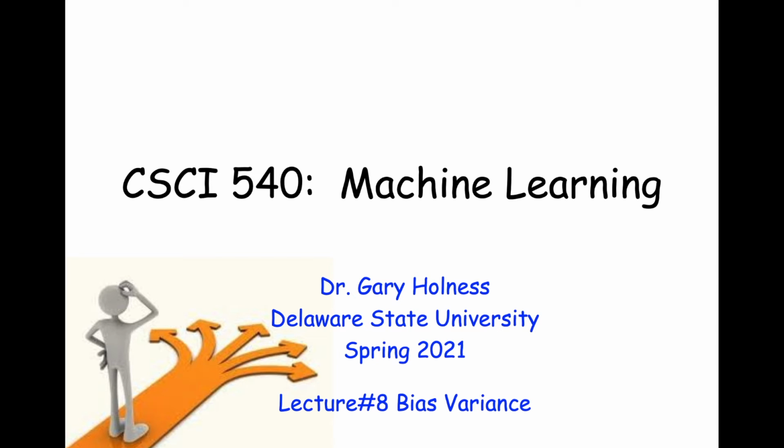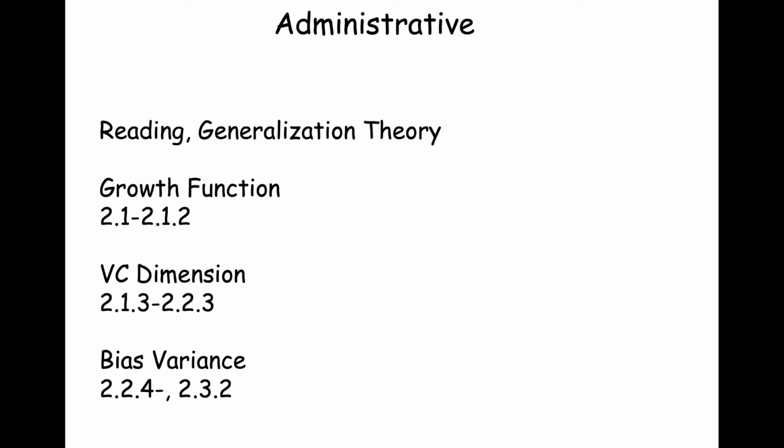Today we'll switch gears and look at an alternative treatment or analysis of learning complexity, namely bias variance. But before we begin, some administrative bits. The sections in the book related to growth functions, VC dimension, and lastly, bias variance.